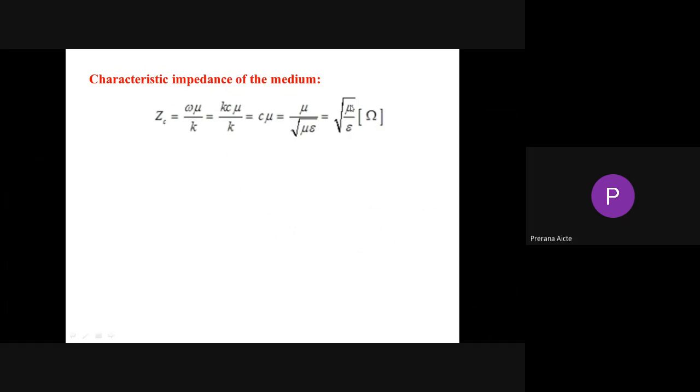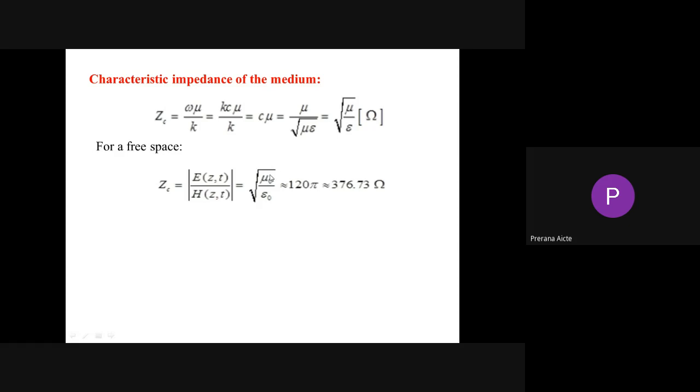Now, substituting the mu value and epsilon value, the characteristic impedance of the medium comes to 377 ohms. That is the free space impedance. Therefore Z, where mu equals mu naught into mu r and epsilon equals epsilon naught into epsilon r, with epsilon r equals 1 and mu r equals 1, because the relative permittivity of the free space medium equals 1.